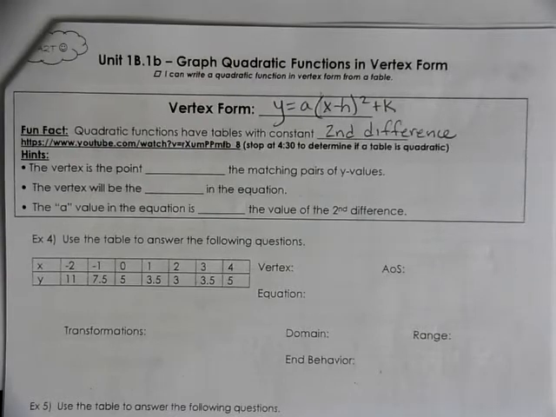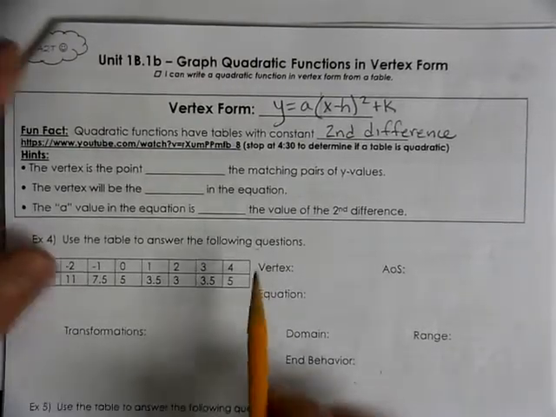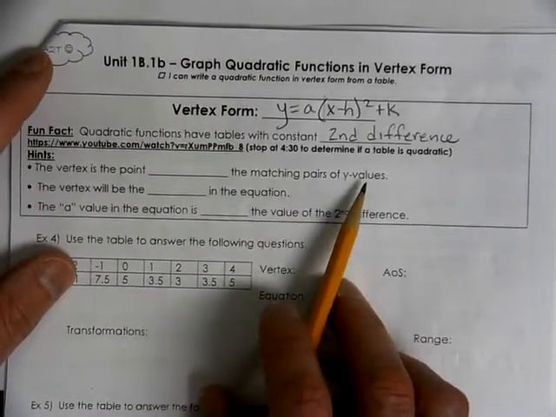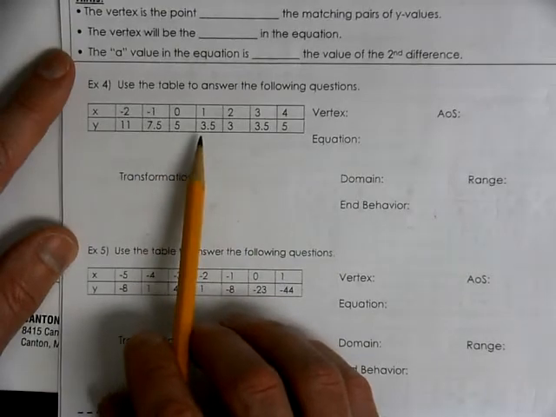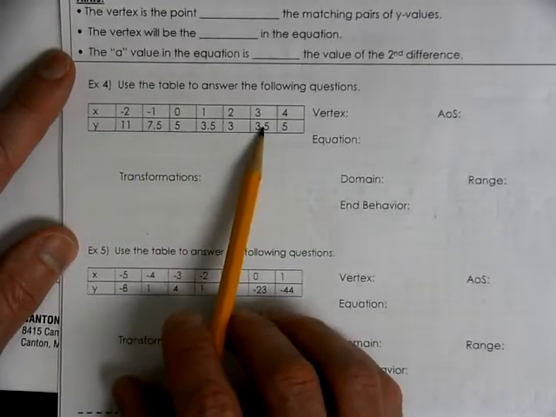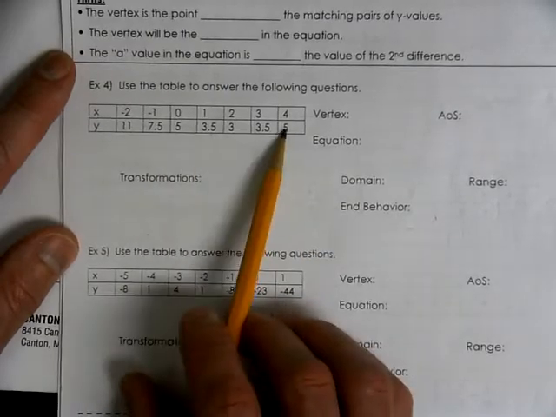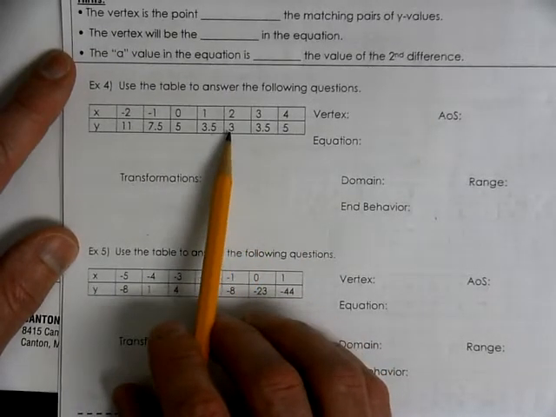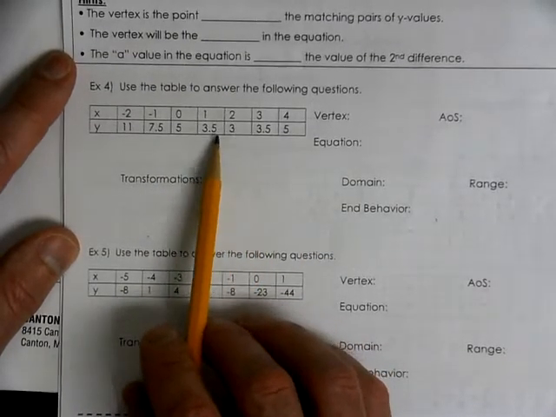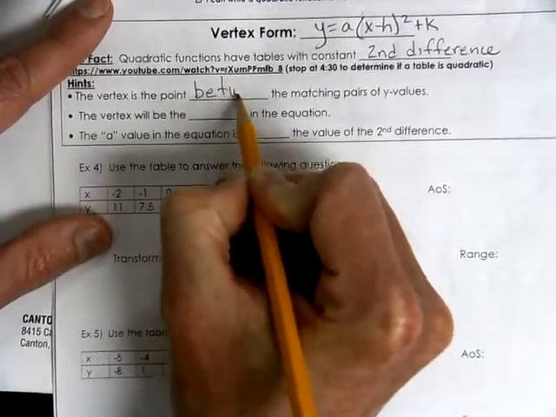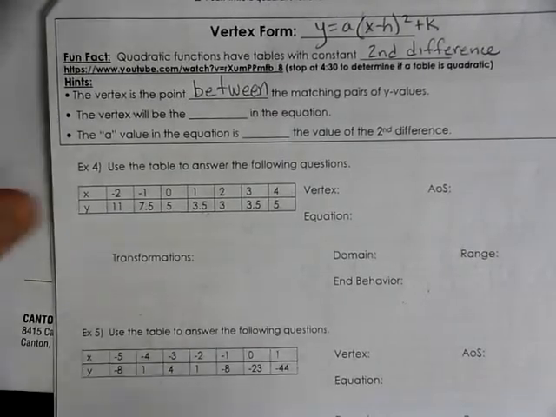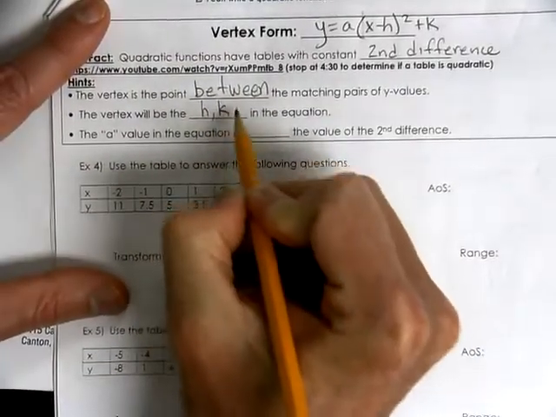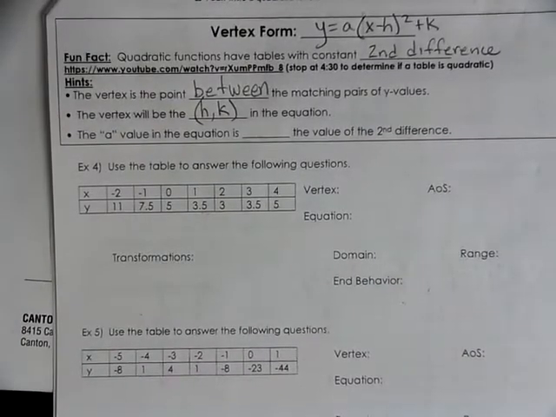The vertex is the point. When we look at a table, we're going to see matching pairs of y values. If we look at one of these examples down here, we see the 3.5 and the 3.5, the 5 and the 5. We have matching pairs of y values. The vertex is in between those matching pairs. The vertex will be the h and the k of the equation.